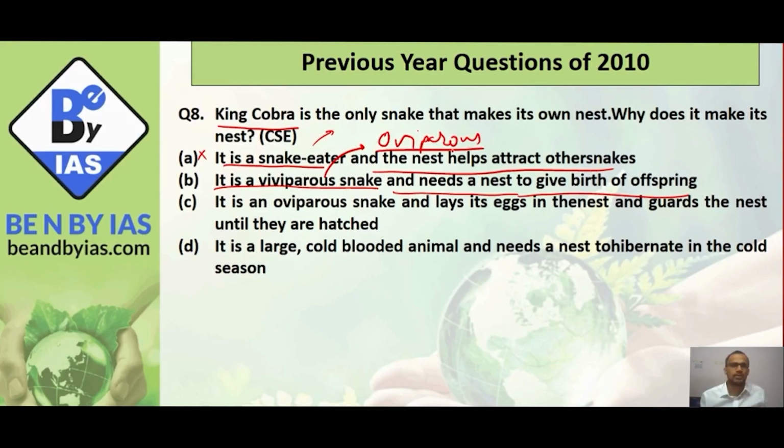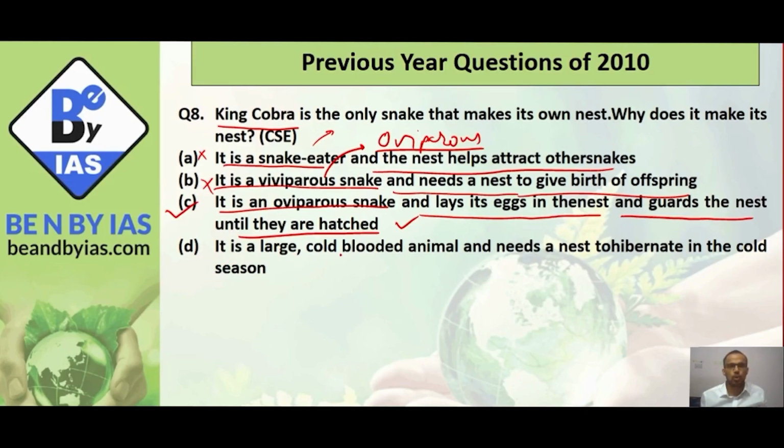It is an oviparous snake. It is not viviparous, and that's why the second statement also becomes wrong. Third, it is an oviparous snake and lays its eggs in the nest and guards the nest until they are hatched. Yes, this is a correct statement, and that's why your answer should be C. But we will read the next statement as well.